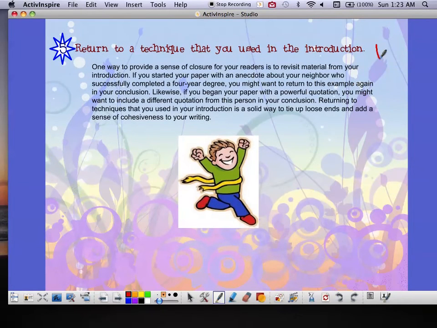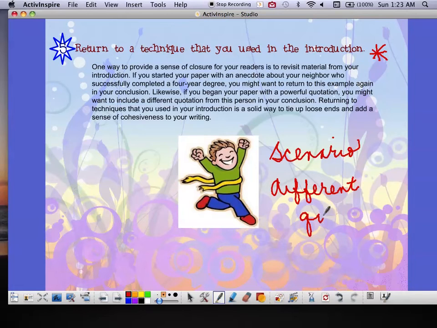And finally, and this kind of ties back to what I just said, is to return to a technique you used in your introduction. So if you start with a scenario, a little story at the beginning, return to that same scenario at a later date. If you start with a quote from a person, finish with a different quote from that person. If you start with facts at the lead, then close with a different set of facts on the same topic. If you start with a question, try and end with a question. Remember, it needs to be connected but different.